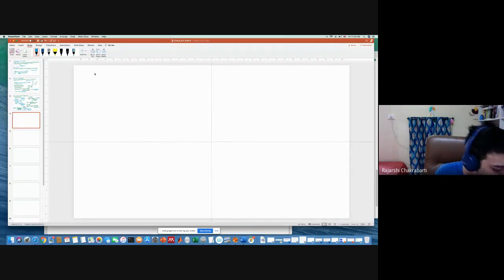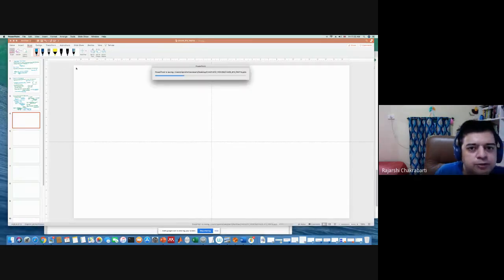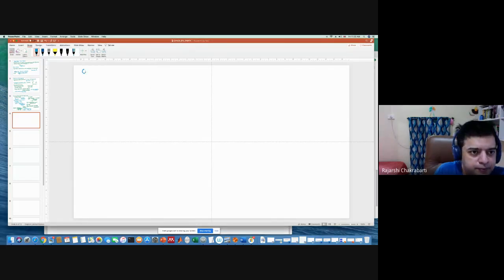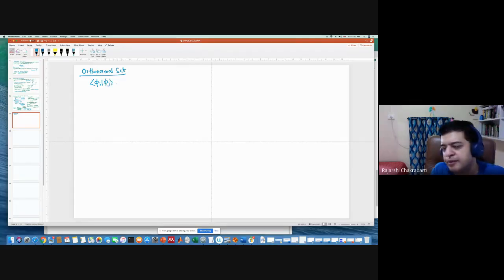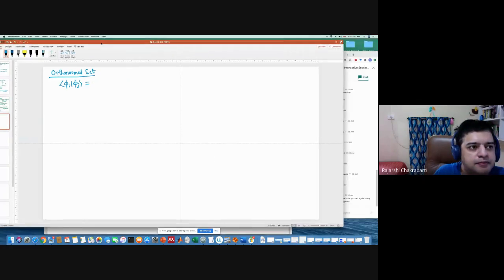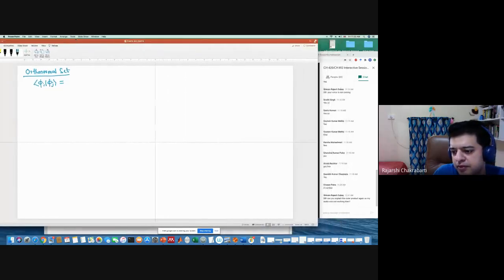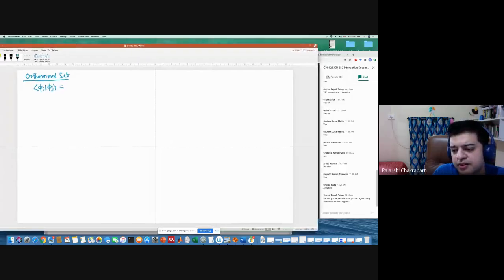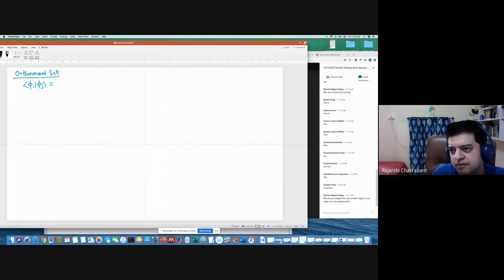involving this outer product. So let us assume that you have an orthonormal set. Orthonormal set means, I call it phi. Phi is fine. <phi_i|phi_j>. You understand? I am using Dirac notation. What should be there on your right hand side? What is the answer? Please write it down.